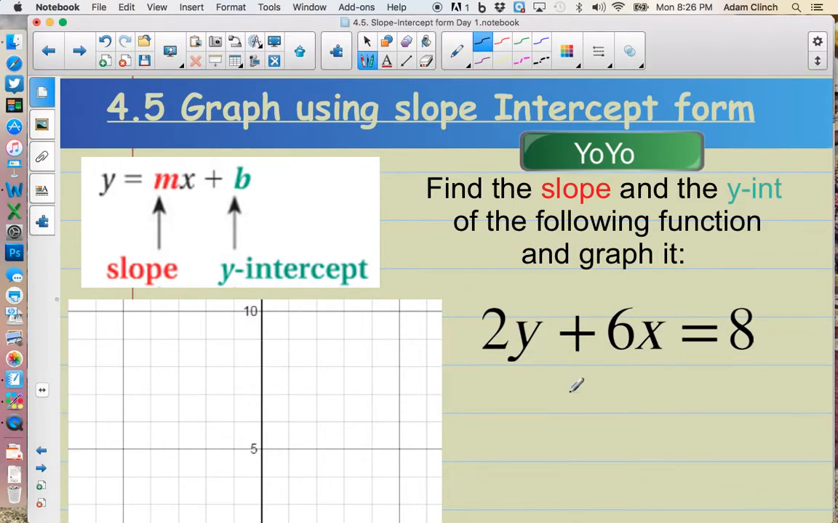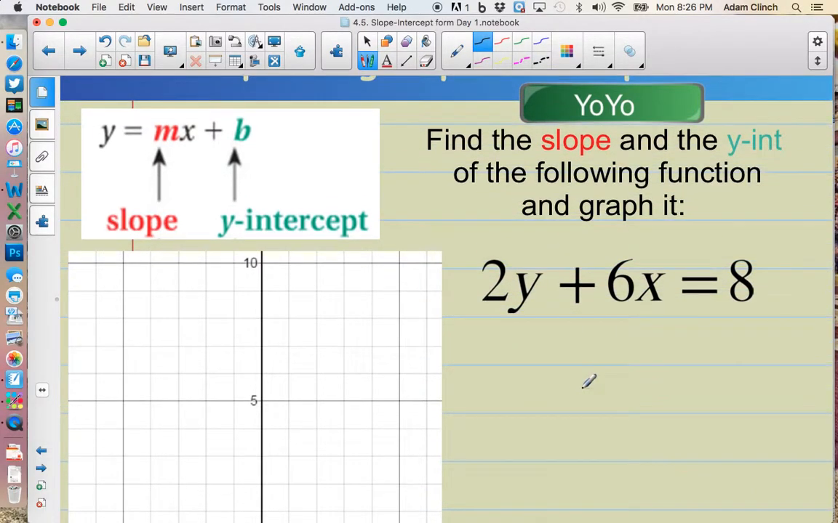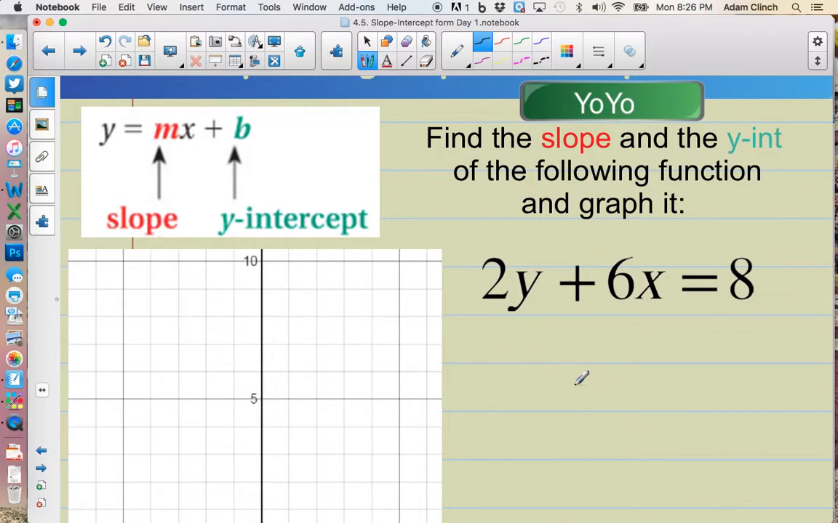You try this last yo-yo. So on your whiteboards, flip them to the back side. First step is to solve for y. Once you've solved for y, then go ahead and graph the line. Okay, so find the line, state what the slope and y-intercept are, and then graph it. So pause the video now. Give yourself about 2 minutes to try it. Get an answer. Check with your neighbor. Make sure you're doing it right. And then we'll compare.